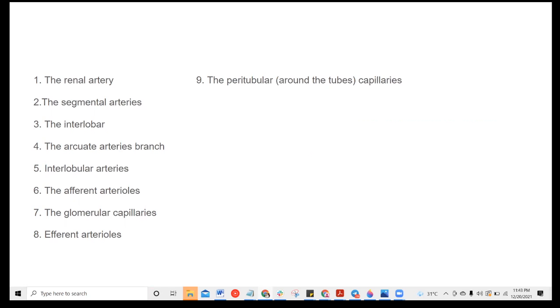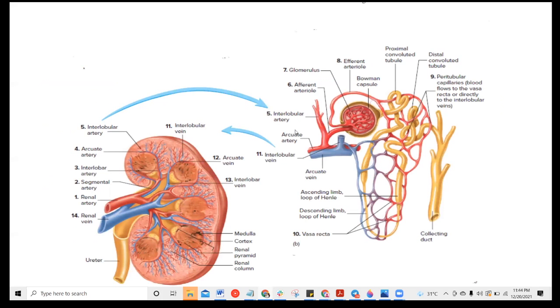The segmental arteries branch from the renal artery to each portion of the kidney. And also, the interlobar arteries pass between the renal pyramids. Okay, so let's go ahead and move on to this one so that we can have a better understanding of the arteries in the kidneys.